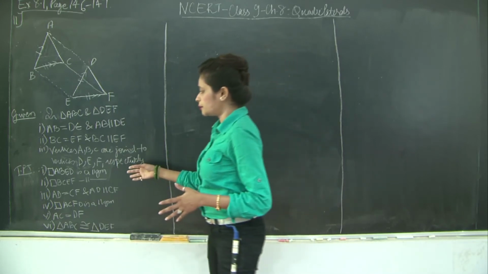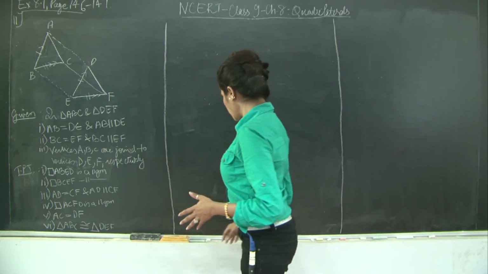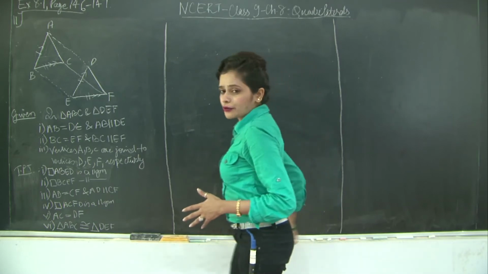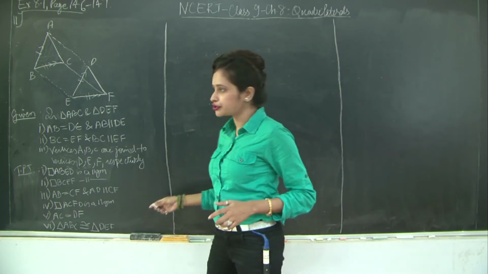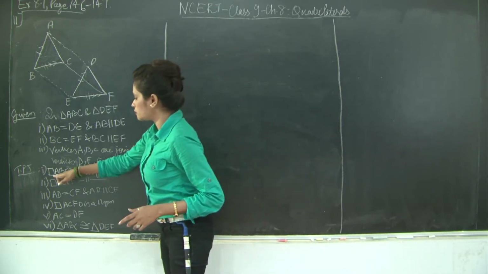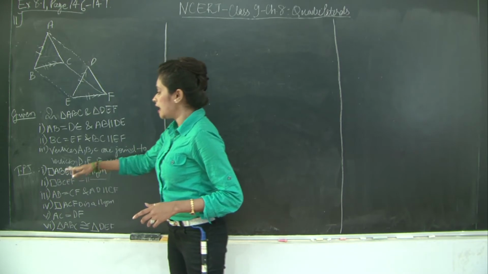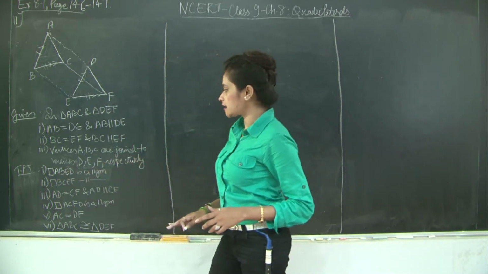Now we need to prove these 6 points, so we'll solve them one by one. These are pretty simple sums, only that the sum is going to be a little lengthy because you can see that we have 6 points to prove. So now the first thing that we need to prove is that quadrilateral ABED is a parallelogram.